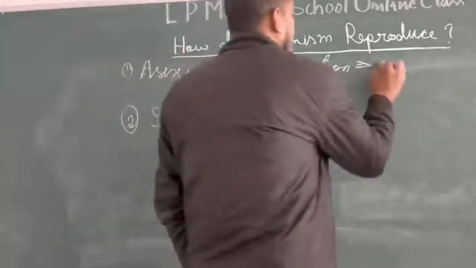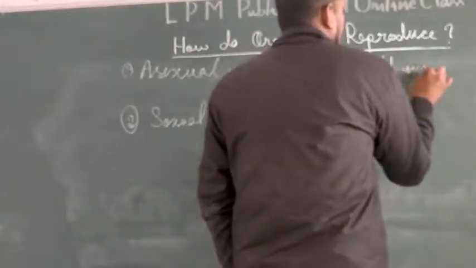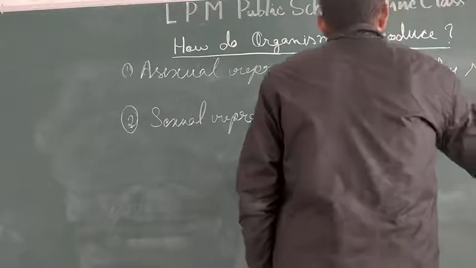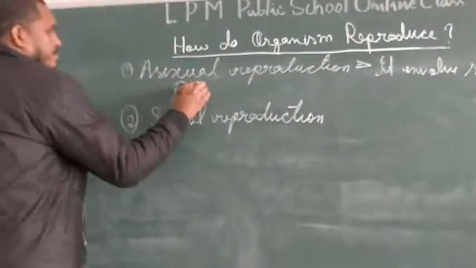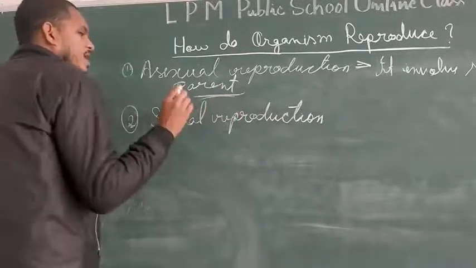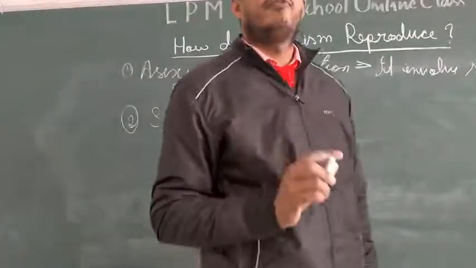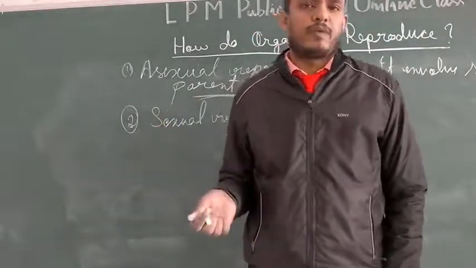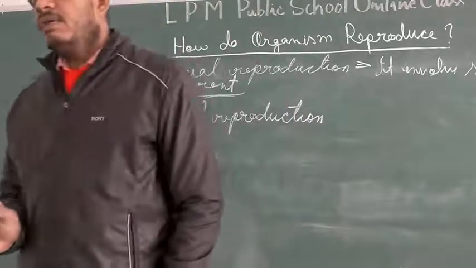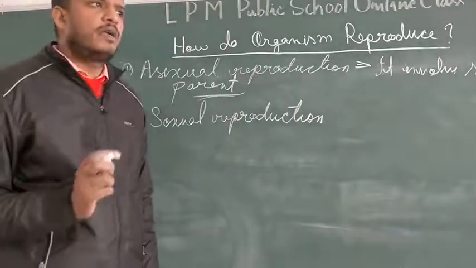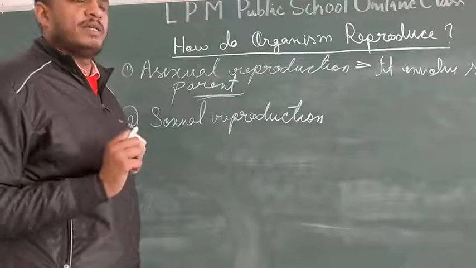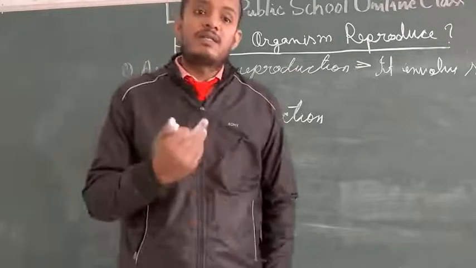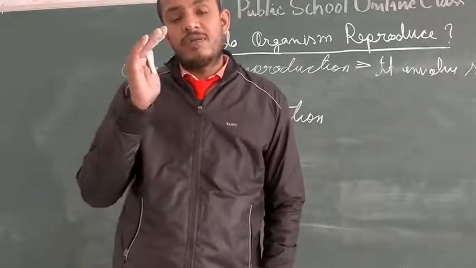Now, when we go to the meaning and definition of the asexual mode of reproduction, we simply say it involves a single parent. Asexual reproduction is the involvement of a single parent to produce new ones or offspring. Any organism, if it has the capability to produce new organisms by itself, by the use of its single parent, that is asexual.